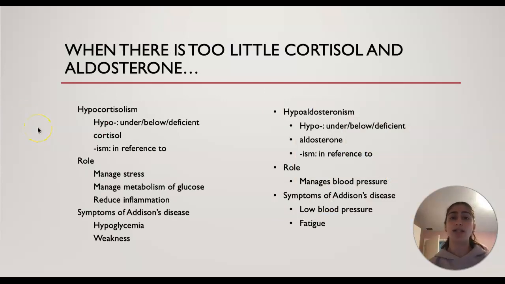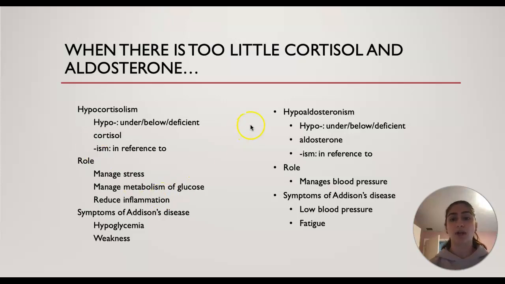So in the case of Addison's disease, there is too little cortisol and too little aldosterone. So we have the word hypocortisolism. Hypo means under, below, deficient. And ism is in reference to, and in this case, it's in reference to cortisol. So hypocortisolism just means the body is deficient in cortisol. The role of cortisol is to manage stress, manage metabolism of glucose, and reduce inflammation. And in the symptoms of Addison's disease, we do see hypoglycemia and weakness, and both of these are most likely caused from the deficiency in cortisol.